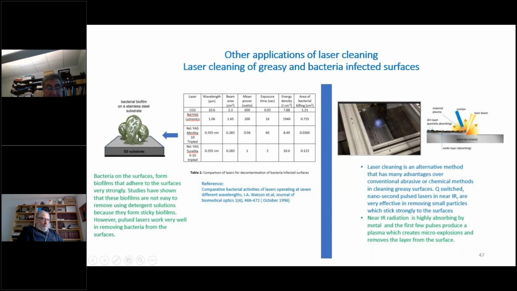And for bacteria cleaning, this is an application, not a case study. So we didn't do it, but I dug out the information from a paper. They have compared different types of laser, neodymium YAG laser and CO2 laser, and were able to very effectively remove these sticky biofilms. And basically, these are more effective than detergent solutions for removing bacteria.